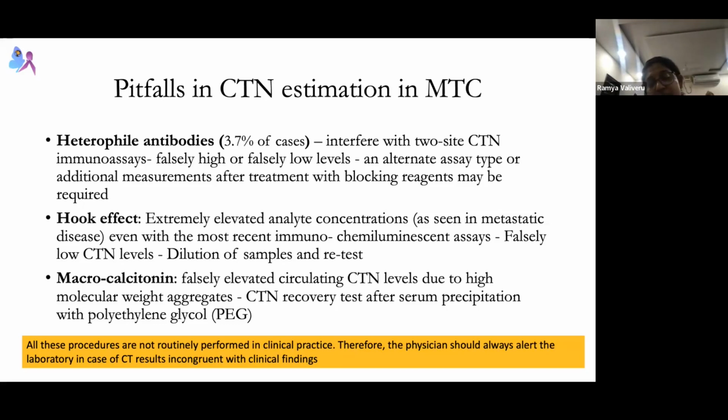In fact, PEG is the one that is used to do serum precipitation, and dilution is the thing for hook effect. So can anyone tell me other proteins that are important where hook effect can happen?